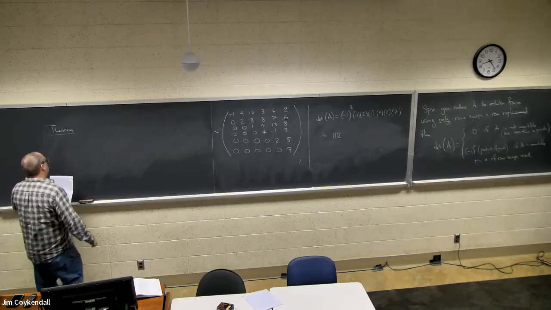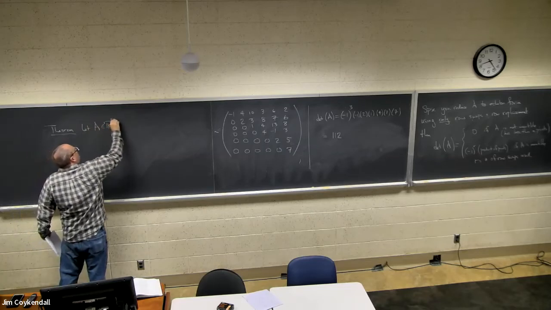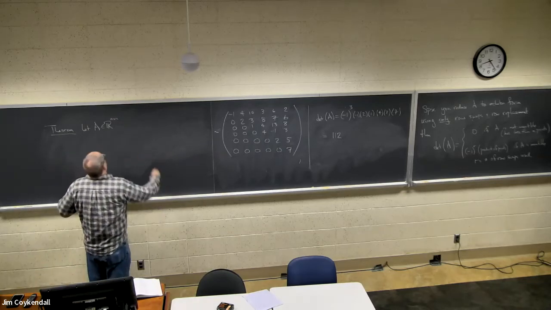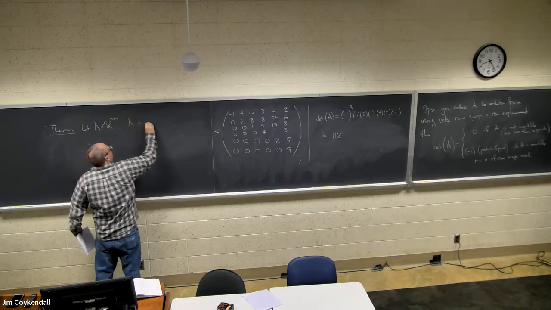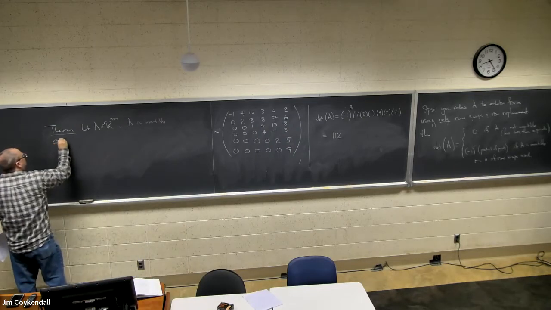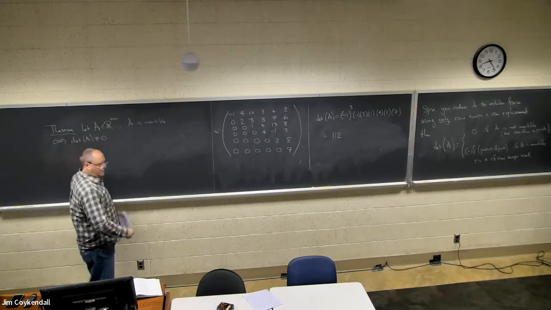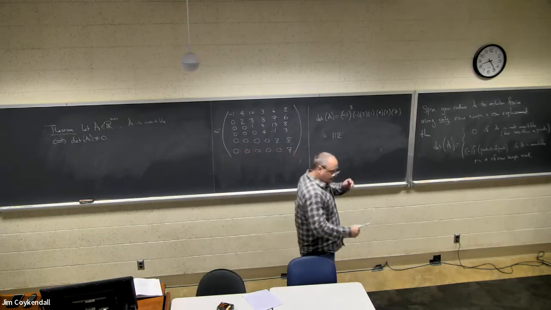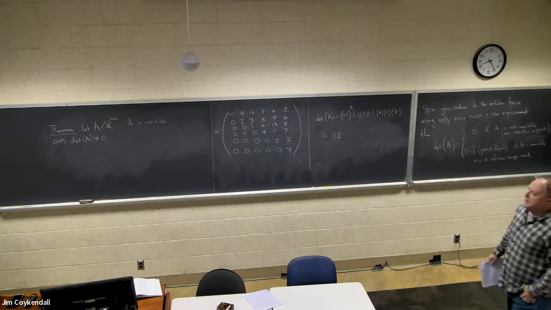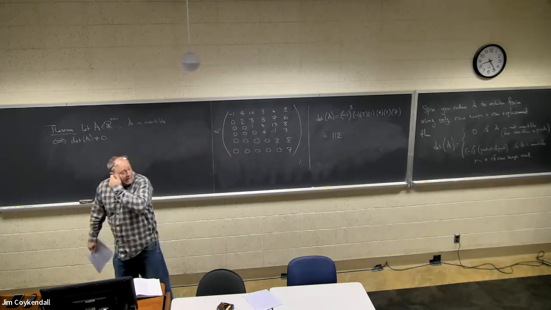Theorem. So suppose we have an n by n matrix, then A is invertible if and only if the determinant of A is not 0. This is a fact that we've known about 2 by 2 matrices for a while. Right? Now it's come full circle, because now we know this is true for every matrix of every size.